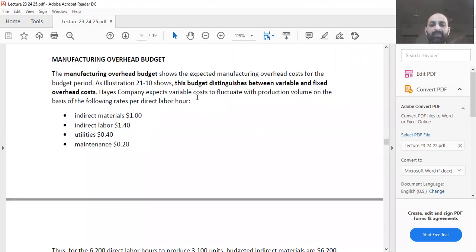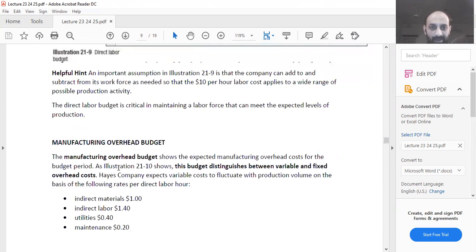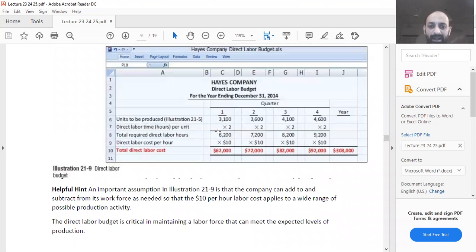Hayes Company expects variable cost to fluctuate with production volume on the basis of the following rates per direct labor hour. Per direct labor hour, you will have indirect material $1, indirect labor $1.40, utilities $0.40 per direct labor hour, and maintenance will be 20 cents per direct labor hour. Thus, for the 6,200 direct labor hours to produce 3,100 units, 6,200 direct labor hours. Now, from where do we get this 6,200 direct labor hours? From here.